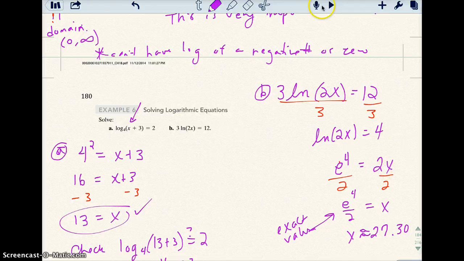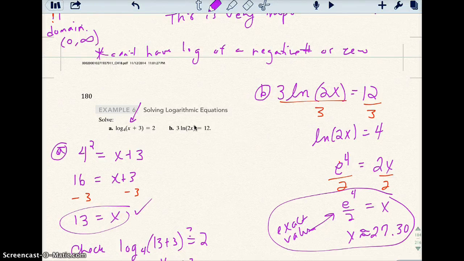If I want to check it, I would check it up in here. So I would do 3 natural log of 2 times 27.3. That should be equal to 12. My calculator gives me around 12. Okay, that's the right answer. So here's the exact and the approximate answer.